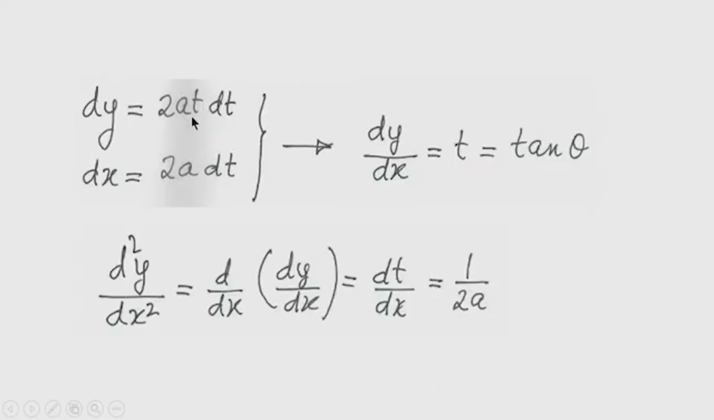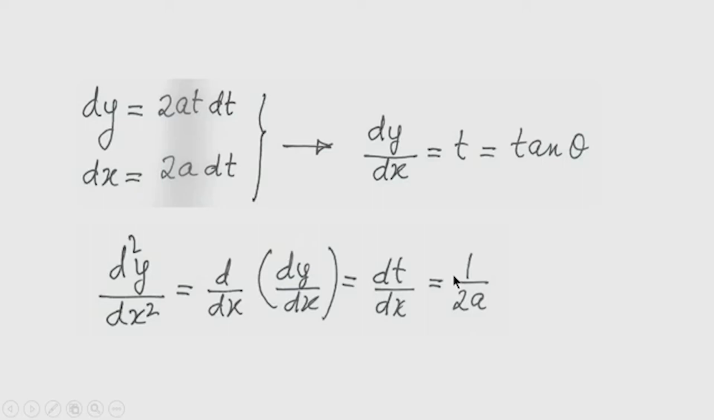So, twice a dt. Now dividing this by this, we get the parameter t, which is nothing but dy by dx, which is tan theta. Now, let us find the second derivative, because the second derivative is needed for finding the radius of curvature. So, if I differentiate this quantity d by dx of dy by dx, we can write it as dt by dx, and dt by dx from this expression can be seen as 1 by 2a.